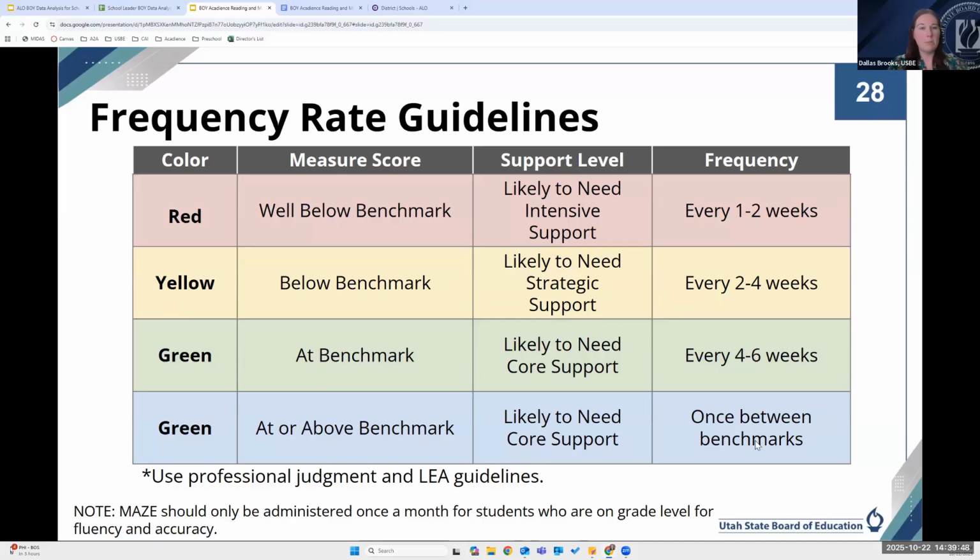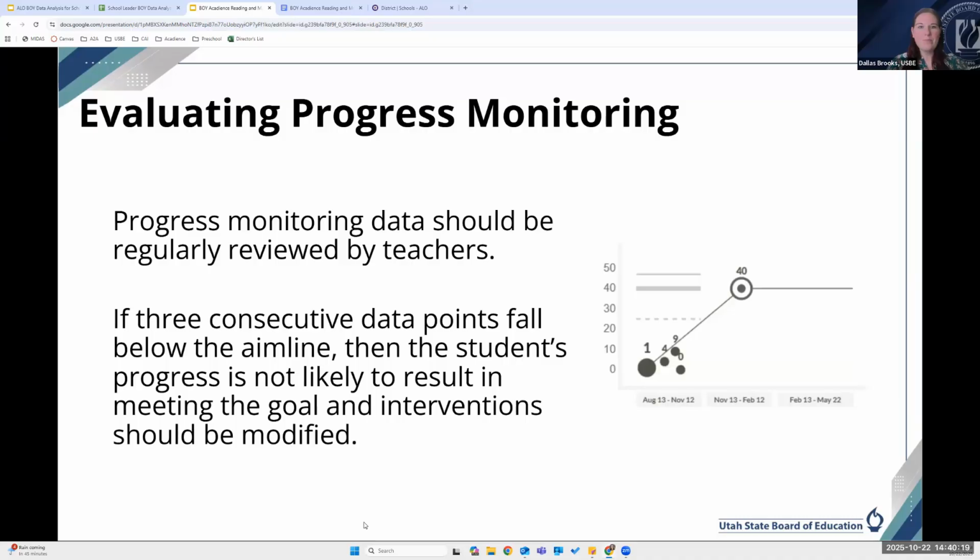It's just making sure that our blue students are staying blue and they're not slipping behind, and there's not something that we need to change right then and there for those students. And again, use your professional judgment and LEA guidelines. This is a minimum, so you can always progress monitor more if you feel like there's a student who needs additional progress monitoring. There are some LEAs who have guidelines that increase the amount of progress monitoring that is happening. So as long as you're using this for your base and your requirement, you are totally good to go.